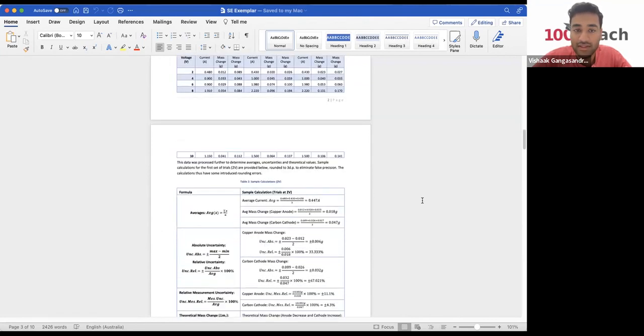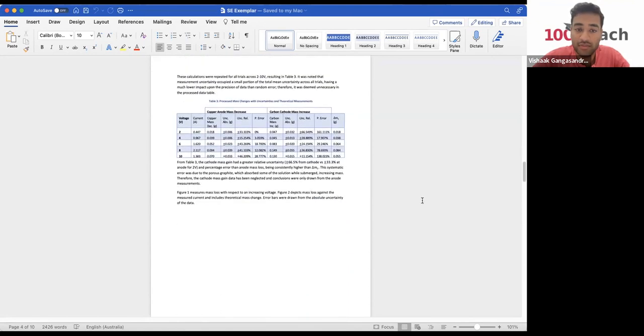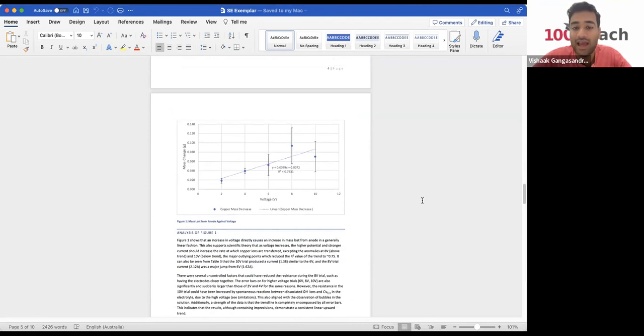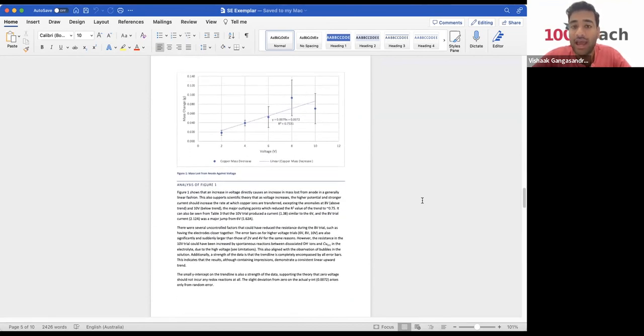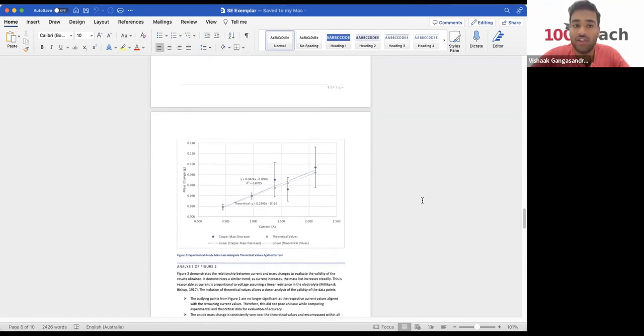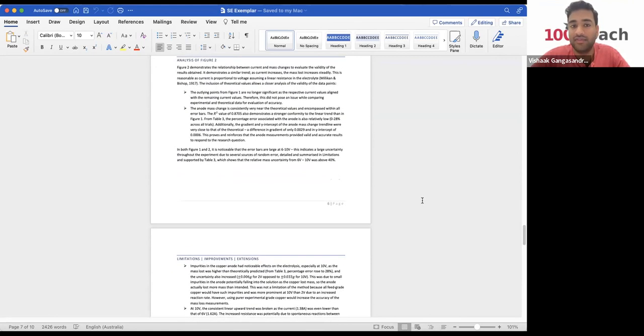Here is their analysis. And then you have all of your sample calculations, your raw and processed data, and then always have linearized data. If you can, try to get data that is linear. That is like your gold standard. If you can draw a straight line and you can talk about your gradient, that's the easiest way to get full marks for that specific section.